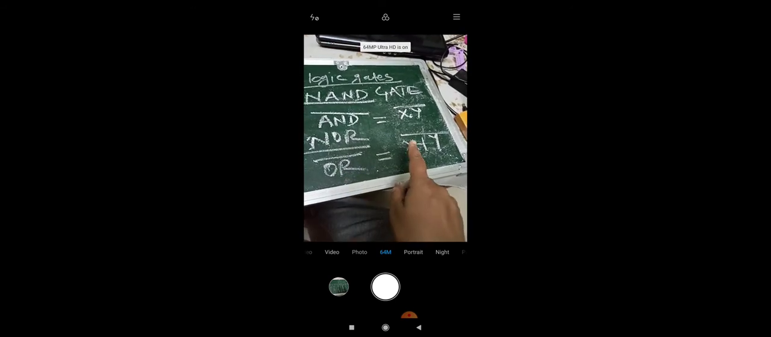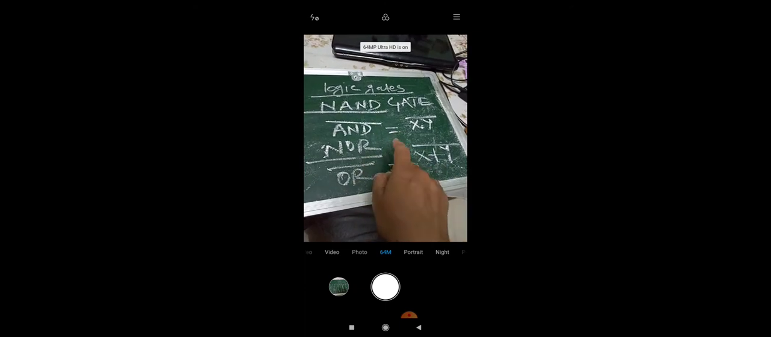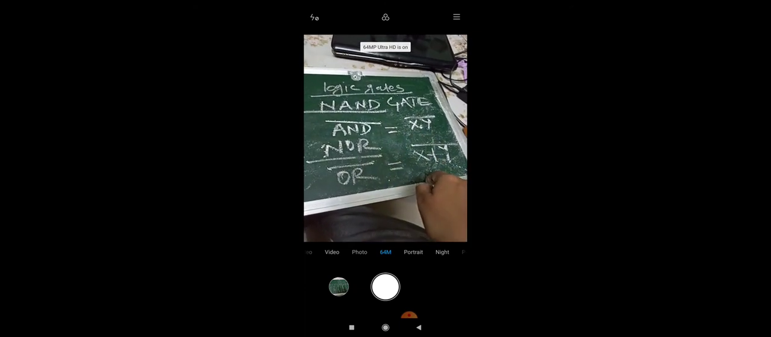Then there should be a NOR gate also. NOR is the complement of the OR gate, x plus y complement, that is a NOR gate. Okay, the complement of x plus y we will call the NOR gate. NAND, NOR, AND, OR, NOT. These are the logic gates used to solve the Boolean expressions. Understood? Okay.